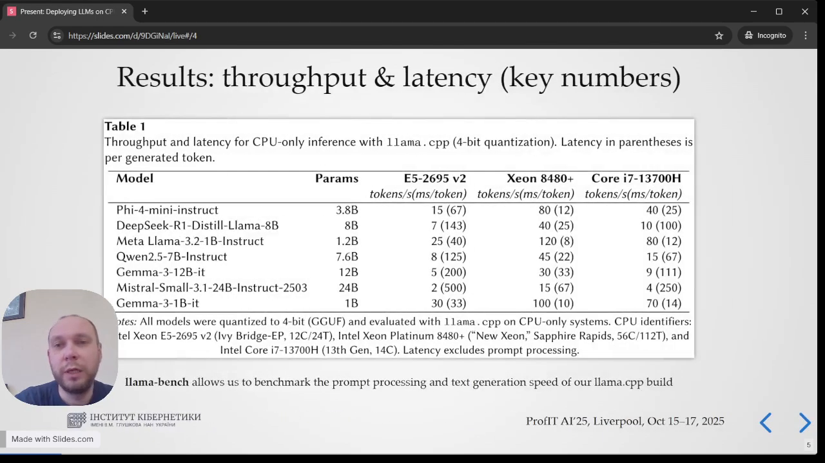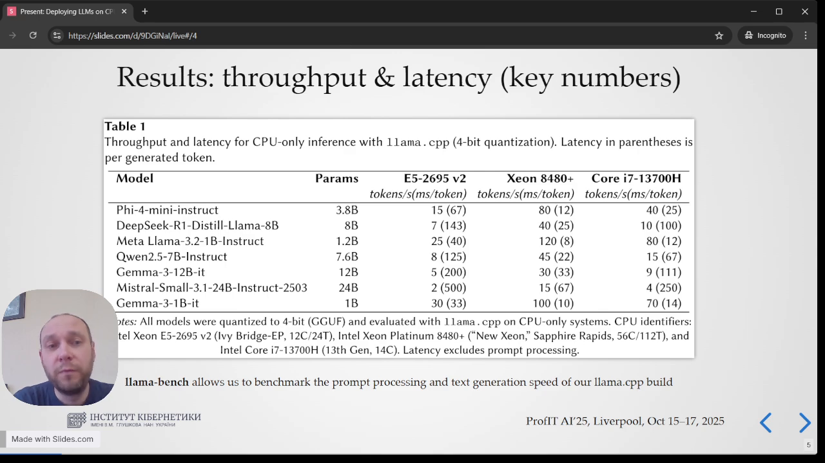So next up we talk about performance results. For these numbers, I use llama-bench from the llama.cpp toolchain. It lets us benchmark both prompt processing speed and text generation speed separately, and it reports time to first token, so we can see the front-loaded cost of encoding the prompt versus the steady-state streaming rate.